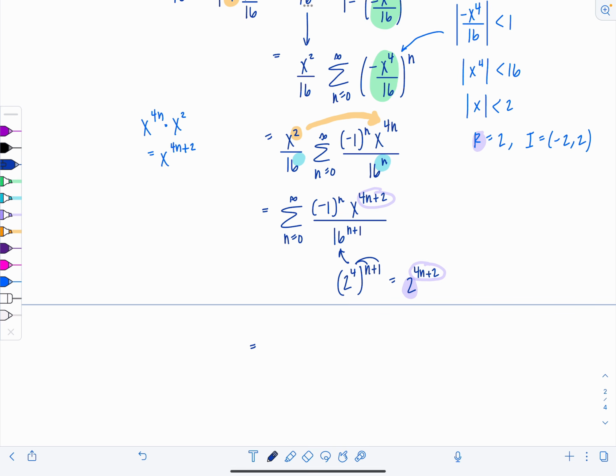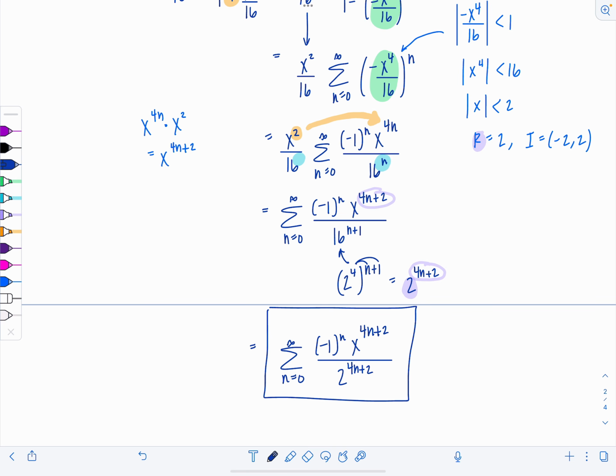Yeah, I know. So we have the sum n equals 0 to infinity, -1 to the n, x to the 4n plus 2, over 2 to the 4n plus 2. Yes, box that one with pride. Job well done. Job well done.